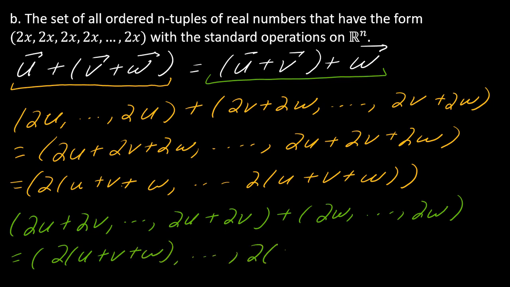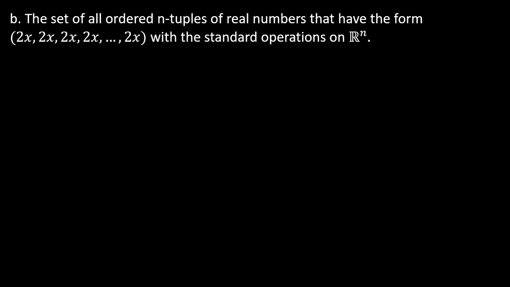I'm skipping that step in the middle where I need to factor out the 2, but you can see that this and this are clearly equal. So this axiom holds, is what we would say. So we would state that after all this, axiom 3 holds. I'm running out of space here. Okay, so let's keep going.